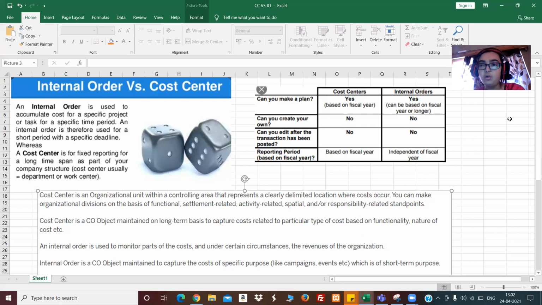So this is only for reporting purposes, but the internal order is not only for reporting, but also to give you the actual result of what has been done during that particular event, that particular campaign, that particular short span of time. That's the basic difference between an internal order and a cost center. It is a very common question asked in any interview. If you can share the same explanation with your interviewer, then obviously this question will be cracked. I hope this much is clear to you.